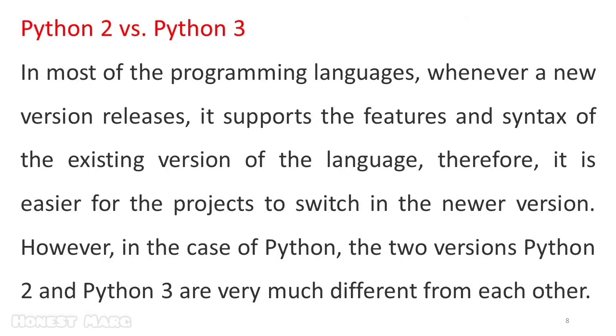Python 2 versus Python 3. In most programming languages, whenever a new version is released, it supports the features and syntax of the existing version of the language. Therefore, it is easier for a project to switch to the new version. However, in the case of Python, there are two versions, Python 2 and Python 3, that are very much different from each other.